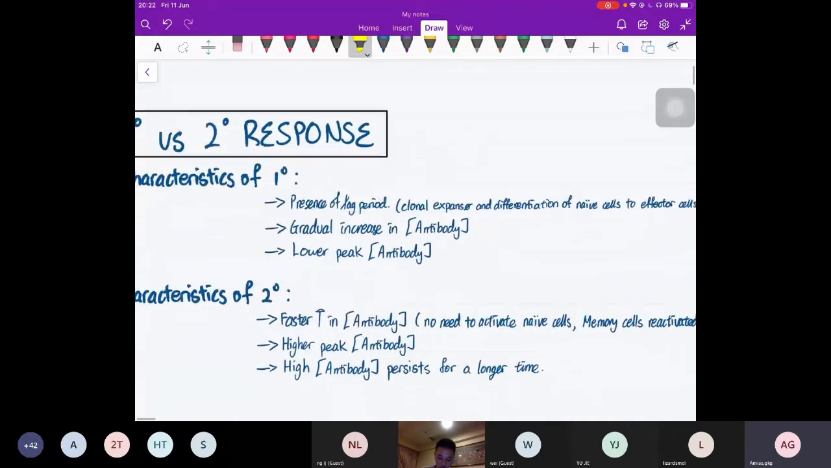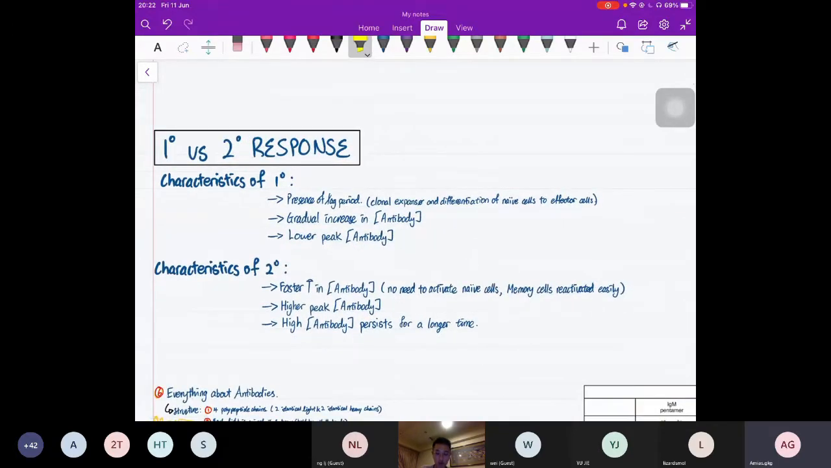Okay, so next we're going to contrast the primary and secondary response. So we're going to talk about the characteristics of your primary response. In case you are a bit lost, your primary response will include your innate and adaptive immunity, and your secondary response will also include your adaptive immunity. Not so much of your innate immunity, more of your adaptive immunity.